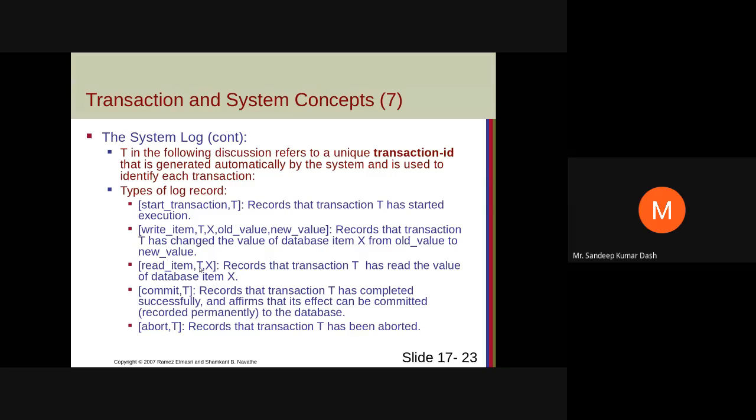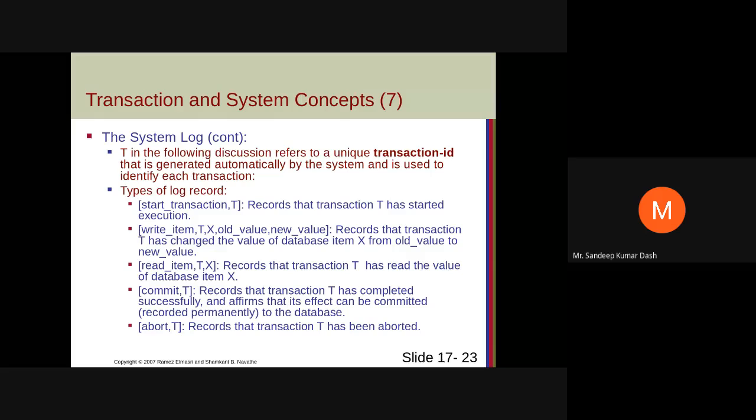Then if you are accessing the data, suppose you're only reading, then that read entry will also be there in the log file: which item you read and at what time. Suppose you are trying to read the available balance in your account; at what time you are reading that will also be entered. Commit T means what time the transaction got completed. The exact time of completion is known via the commit T entry.